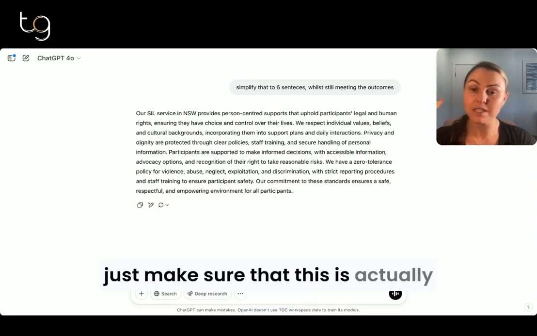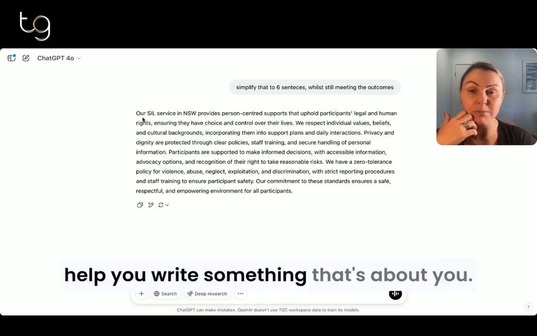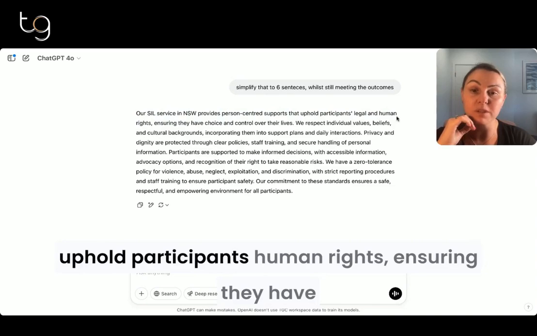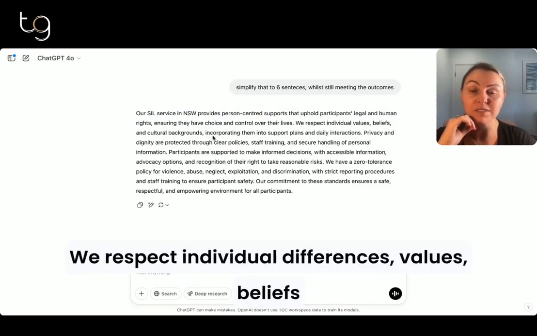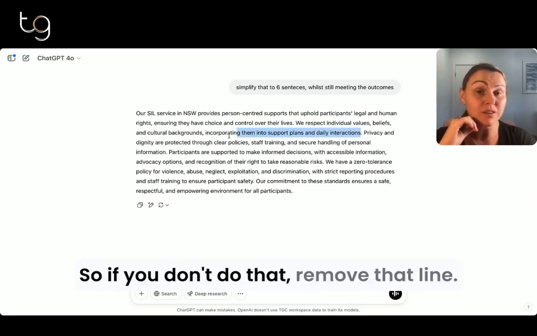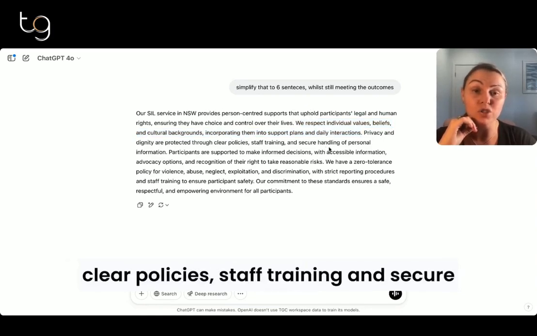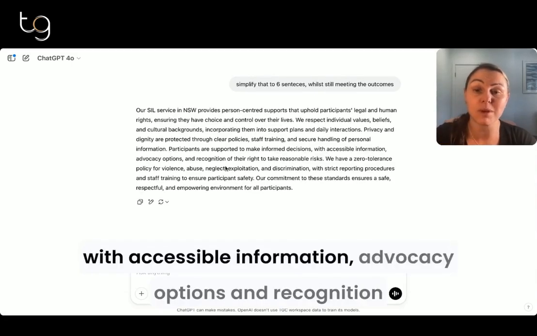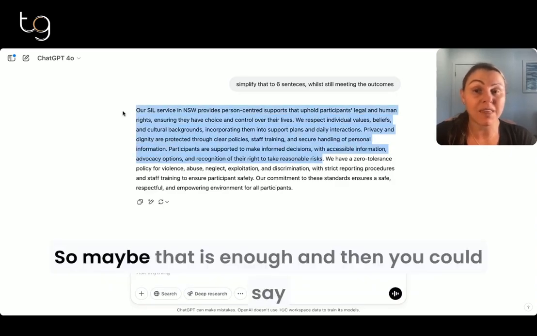And again, just make sure that this is actually things that you do in your business, but we can utilize the technology to help you write something that's about you. So our SIL service in New South Wales provides person-centered supports that uphold participants' human rights, ensuring they have choice and control over their lives. We respect individual differences, values, beliefs, and cultural backgrounds, incorporating them into support plans and daily interactions. So if you don't do that, remove that line. Privacy and dignity are protected through clear policies, staff training, and secure handling of personal information. Participants are supported in decision-making with accessible information, advocacy options, and recognition of their right to reasonable risks. So maybe that is enough.